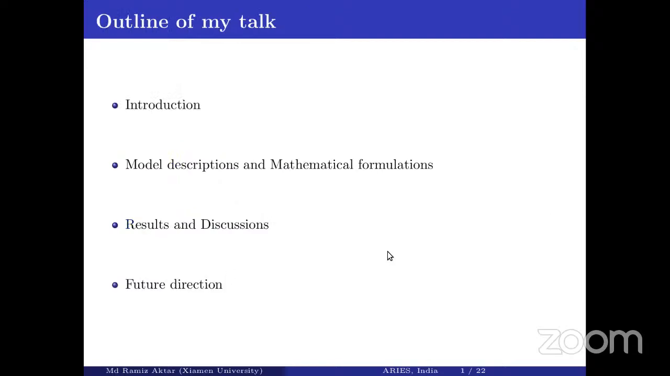So this is the outline of my talk. First I will briefly describe what spiral shocks are and why they form in the first place. Then I will briefly describe the model description and mathematical formulation, which is very much needed to describe our model. Finally, I will describe some results and discussion, some applications, and then some future perspectives based on our model calculation.